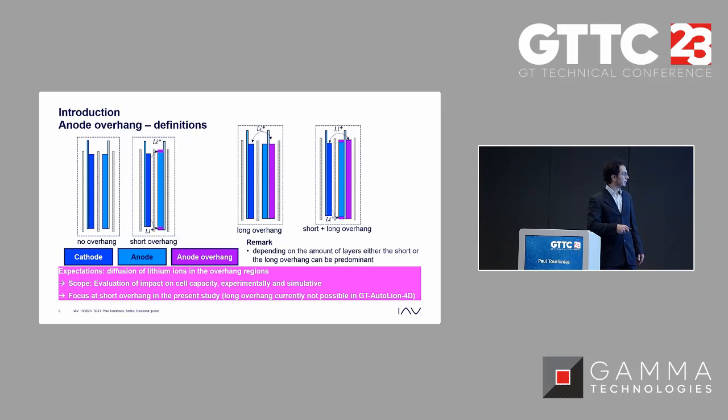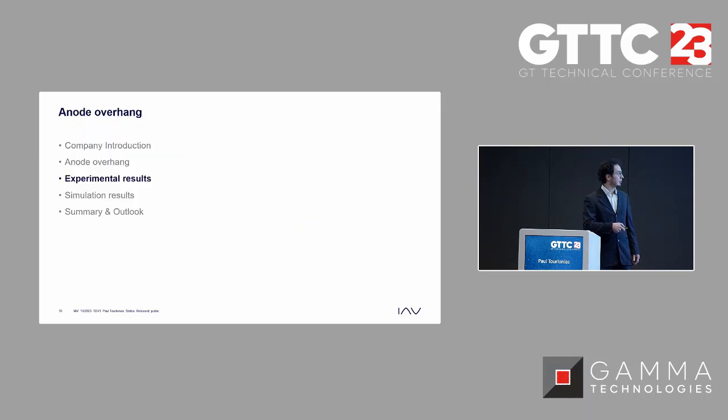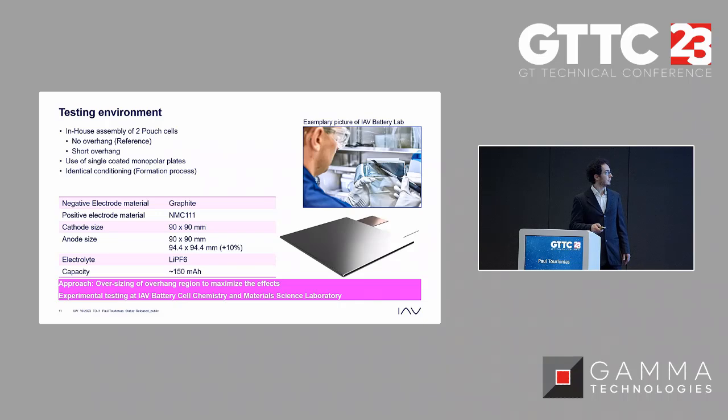short overhang region. In the study, we had a focus on the short overhang, especially because of one, I would say, limitation of the software of GT-AutoLion-4D, that it's only possible actually to look on the short overhang. And we made two parts in the study. So at first, we have driven some tests at the laboratory, and then we have implemented simulation.